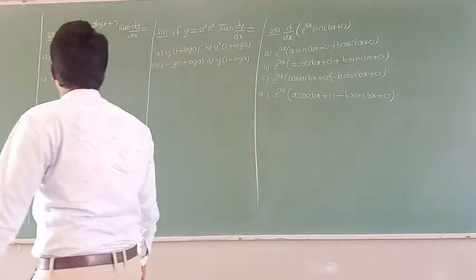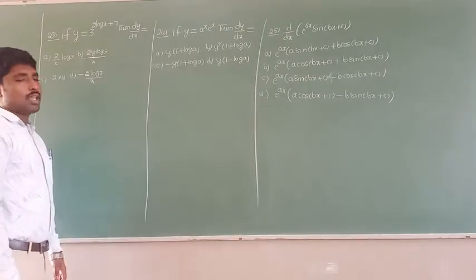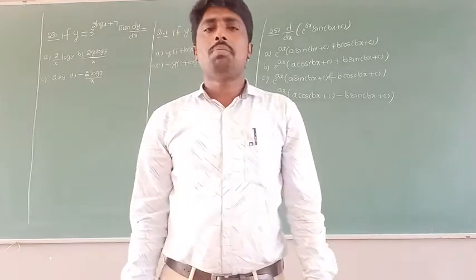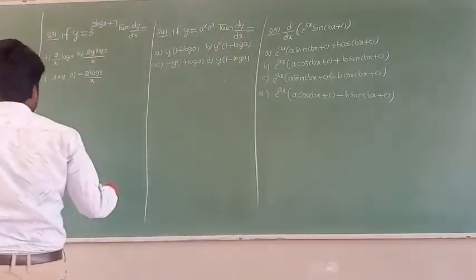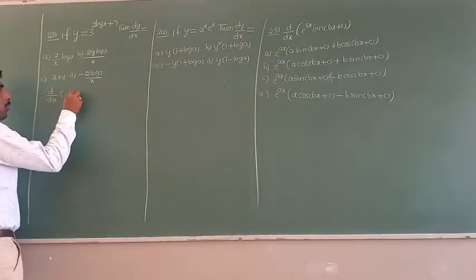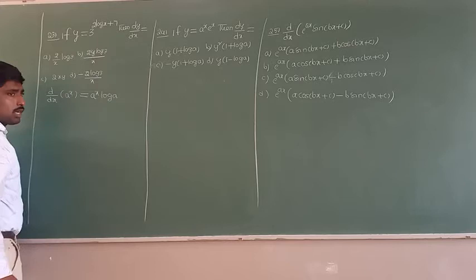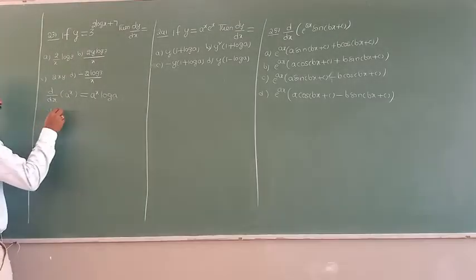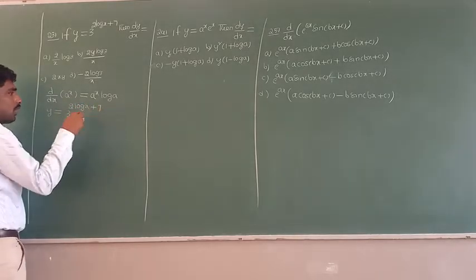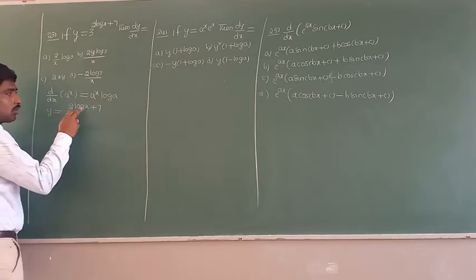All of you see here, problem number 23. If y equal to 3 power 2 log x plus 7, then what is dy by dx? Before that I need to discuss one formula here: d by dx of a power x is a power x into log a. All of you understand? So now what is given here? y equal to 3 power 2 log x plus 7. If you observe clearly, in place of a, 3 is there. In place of x, 2 log x plus 7 is there.